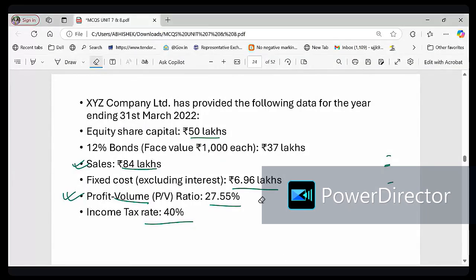Now friends, we have to calculate the contribution first. So how to go about calculating the contribution? The formula is simple. To calculate the contribution, we need to multiply the sale by P by V ratio. Just multiply the sale by this P by V ratio, right? This formula you have to remember, this profit by volume ratio. If you multiply by the sale, right?